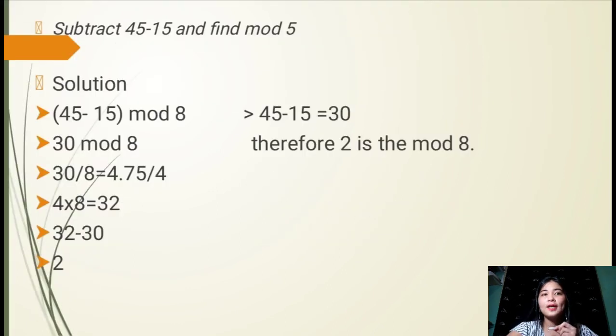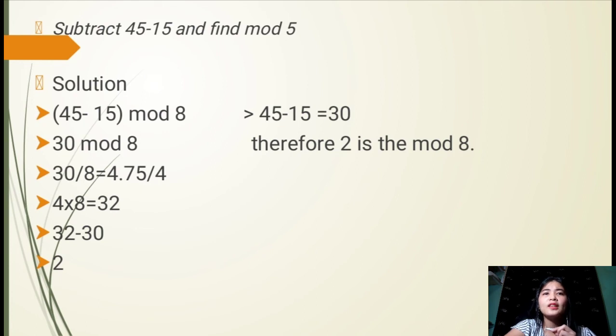So another example. The given numbers were 45 and 15. So we will find the mod 8. 45 subtracted by 15, mod 8. So 45 less 15 is equal to 30. And just copy the mod 8. So 30 is divided by 8, and the result is 4.75.